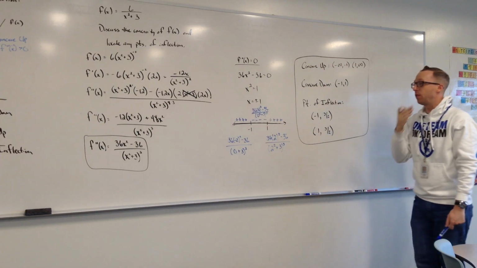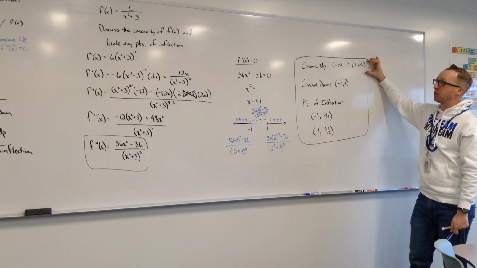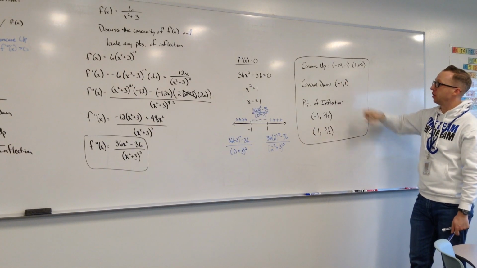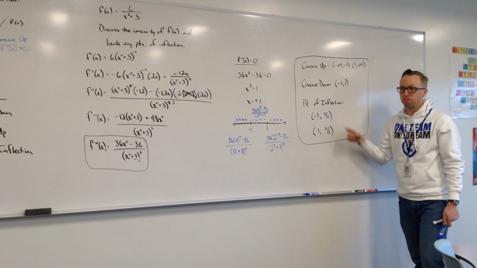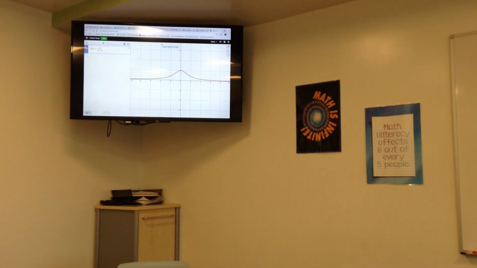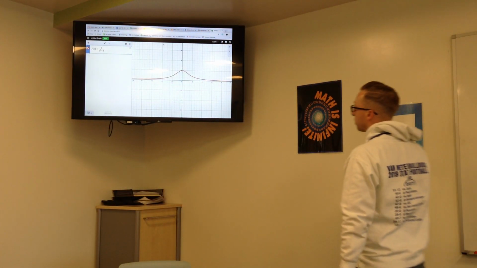So here we have all the relevant information we were able to gather about the concavity of our function. Where f of x, 6 over x squared plus 3, is concave up, concave down, these respective intervals, and the coordinates where it switches concavity, otherwise known as the points of inflection. Here we have the shape of the graph on Desmos on the television screen.